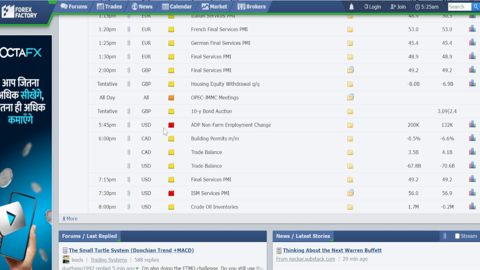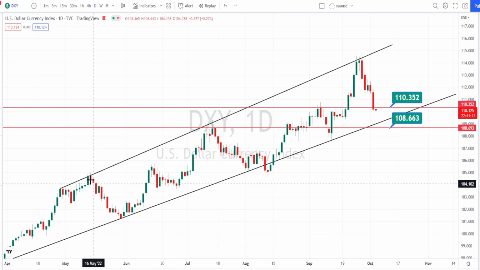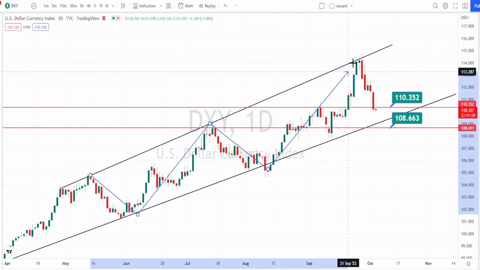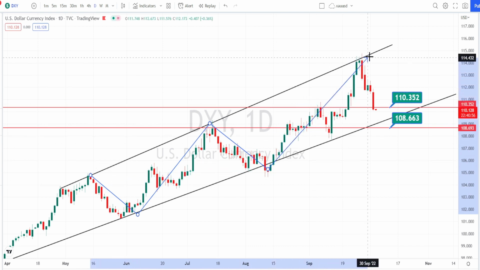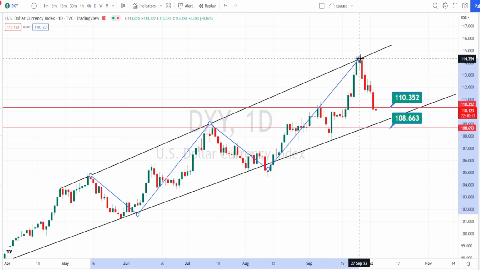Let us look at the trend in dollar index before starting with the gold analysis. I'm in daily time frame of DXY. We have noticed the dollar index to be in a very strong bullish trend so far, and it had found resistance at this trend line or the resistance line, and currently we are noticing the price action to bounce back on a bearish side retracement.